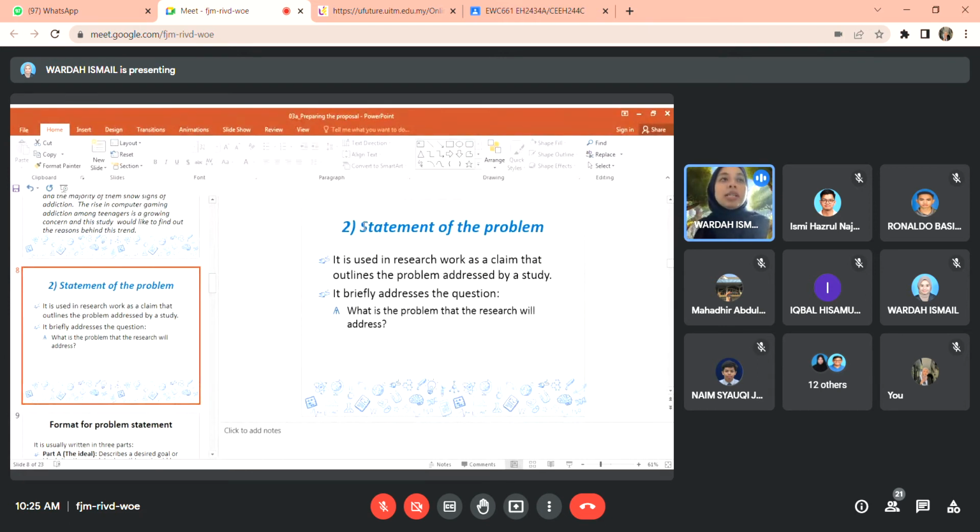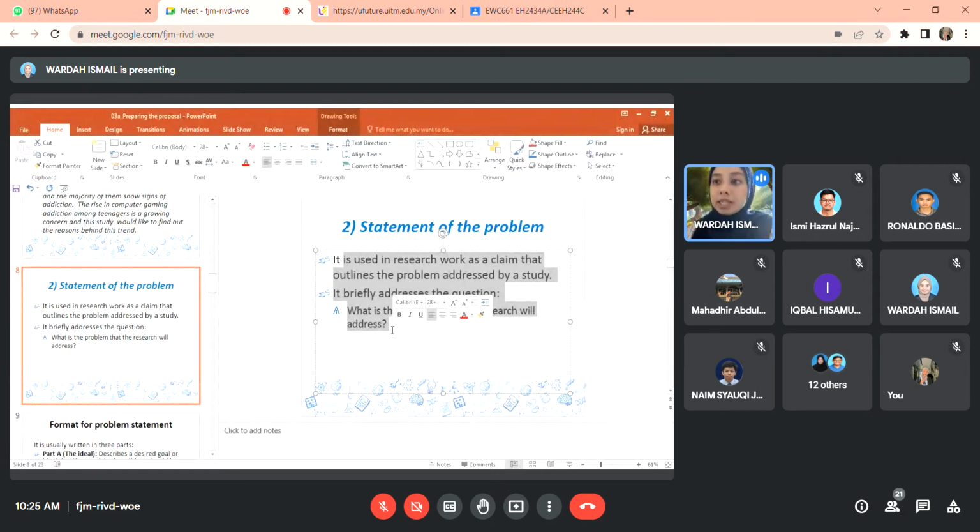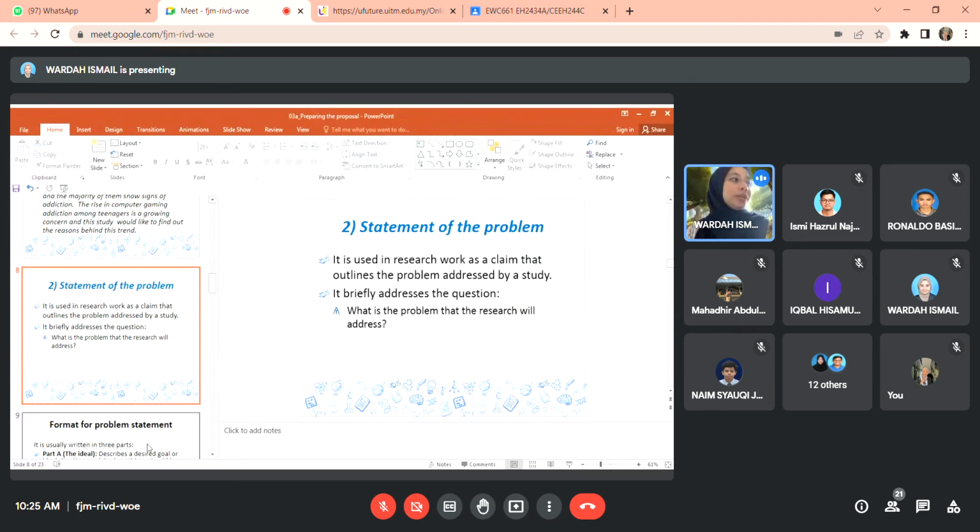Now we are moving to the second item, statement of the problem. Okay, statement of the problem maksudnya you have to discuss apa masalah dia yang buatkan you nak buat topik ni. Okay, for example, contoh you punya topik spending habits among degree students in UiTM Shah Alam. So masalahnya ramai students yang let's say berhutang. So itu yang buatkan you nak tahu kenapa spending habits diorang macam ni.